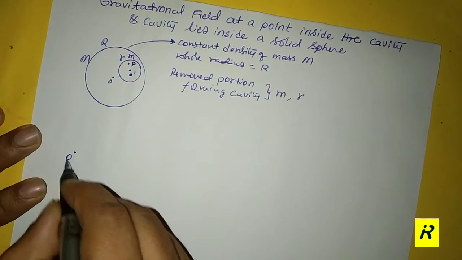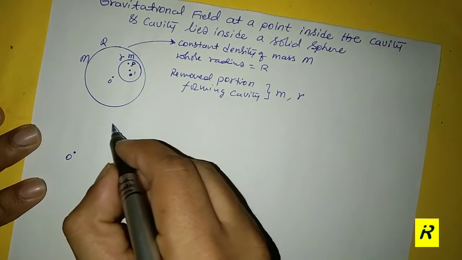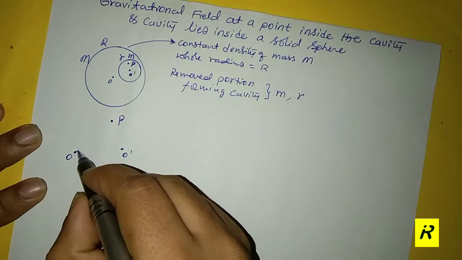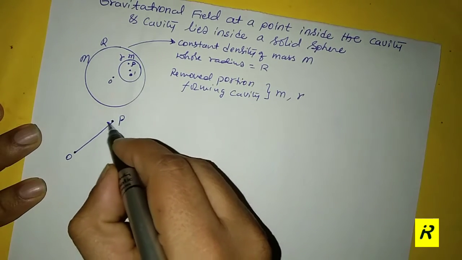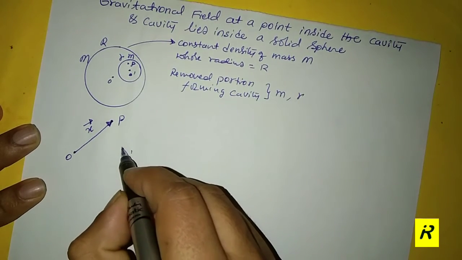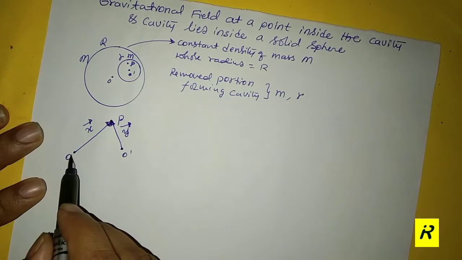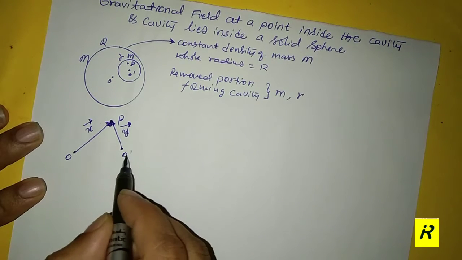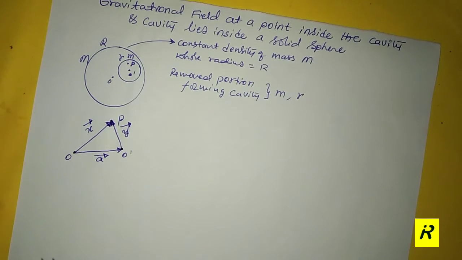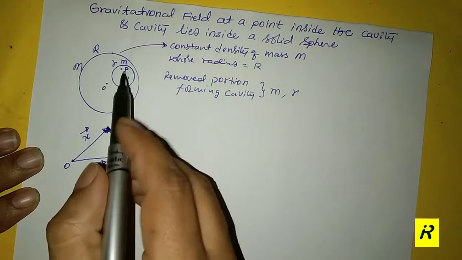So say this is O, and this is our O dash, and here we may see the position of the point P. I can simply write the position vector of the point P with respect to O as x, and position vector of P with respect to O dash as say some y, and the distance between O and O dash, otherwise the position vector of O dash with respect to O, is this one, which is a. So now I have to rewrite the expression for gravitational field at point P.